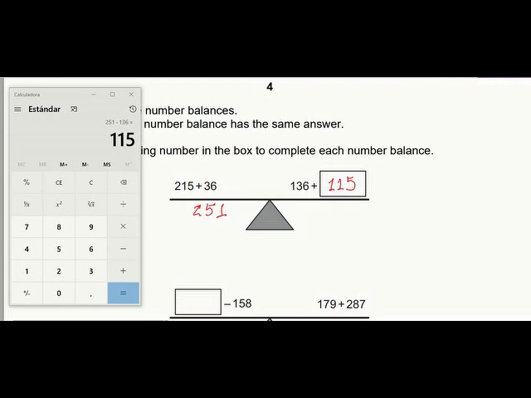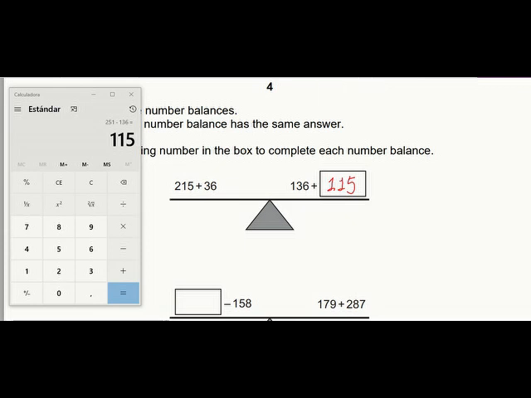This is the answer. Why do I take this one and subtract this? Because this difference will make this addition be equivalent to this one, right? So once again, in our box, we want to write this sum minus this part of the second sum. So we have this result, and the result is here, 115. Let's double check.